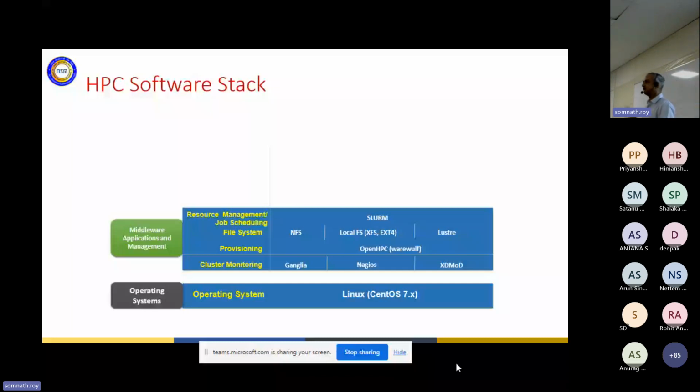As a user, what will you say? I want to run this program using 10 nodes. That's what you will tell. You don't know which 10 nodes. Who will do that for you? Slurm will do that for you. How will it do it? The moment your job is fired, it will go to the provisioning tool and ask, hey, are 10 nodes available? Yes, these are the ones which are available and you can use them. Or no, 10 are not available, 8 are available, so wait.